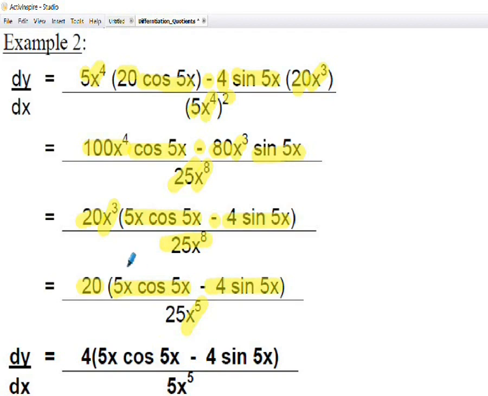What I've further done here is cancelled the 20 and the 25 by 5. 5 goes into 20 4 times, 5 goes into 25 5 times. So again, just trying to simplify the expression into its simplest form. So eventually I end up with the first differential, dy by dx, of the original expression we were asked to consider.